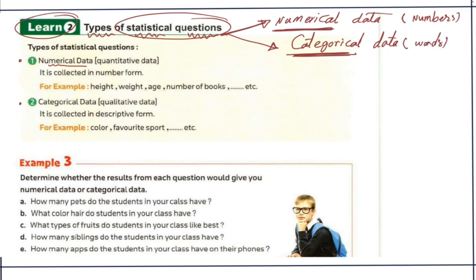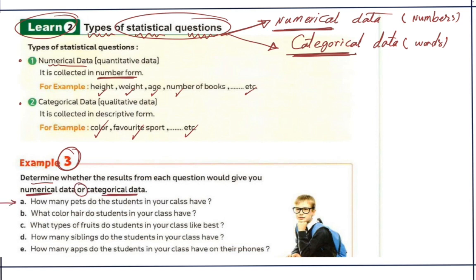Now numerical data is just in number form. For example, height, weight, age, number of books, etc. But categorical data is collected in descriptive form. Like what? Like color, favorite sport, etc. We have examples here to understand. Now I will determine if the result from each question will give you numerical data or categorical data.